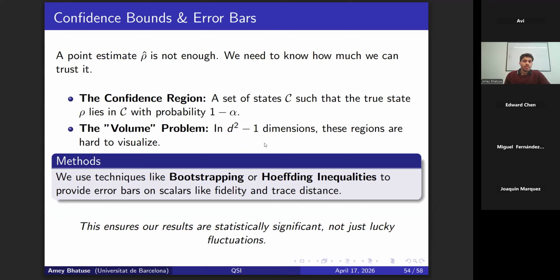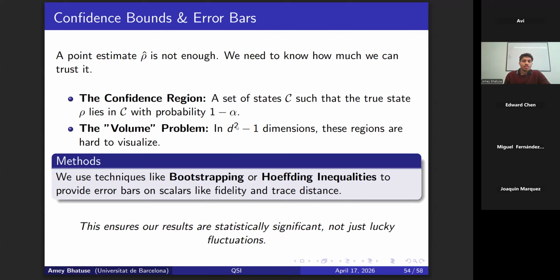Now you have your estimate, but how do you know that it is actually correct? Or how do you know how far you are from being correct? For that, we have something called the confidence bound, which is the basic thing that we usually do in math, where you calculate something and you check how much error and how much variance you can have in your result. So the confidence region is a set of states C such that the true state lies in C with probability 1 minus alpha.